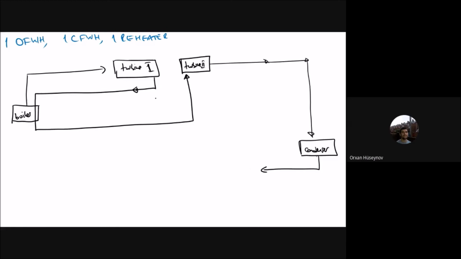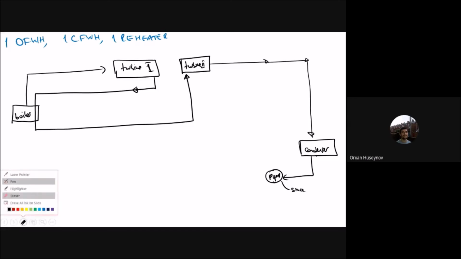I will have the open feed water heater here, so again I will need the pump, because I don't know what the pressure of the feed water heater is, therefore I will need the pump. So here I need the pump 1. Okay. So why do I need it? Let's say that the pressure of the open feed water heater, this one, is greater than the pressure of the condenser. So therefore we need a pump here.